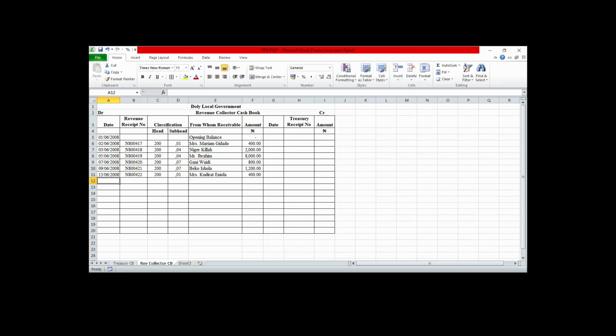The next one, 21st of June. The receipt 23 was cancelled. We are not meant to issue that 23. We are meant to go to the next receipt, which is 24. Is that clear? Yes. Okay.